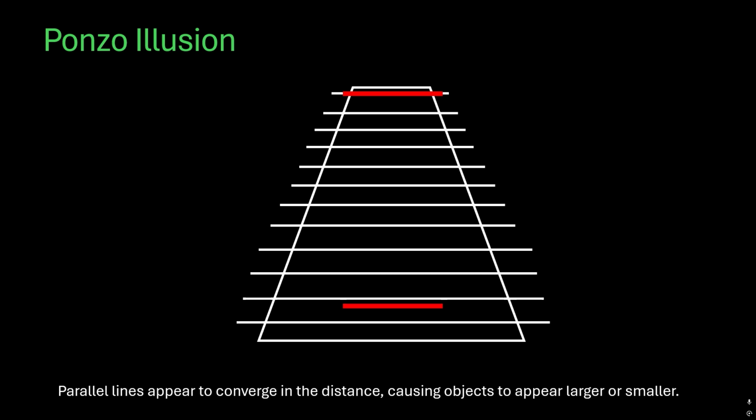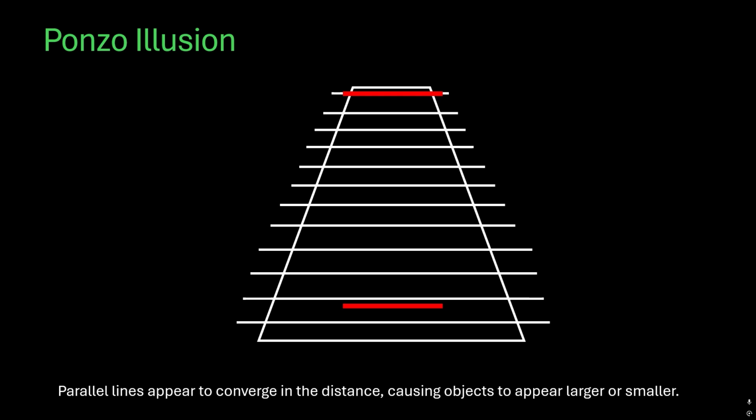Look at this really interesting illusion known as the Ponzo illusion here. So you see parallel lines appear to converge in the distance, causing objects to appear larger or smaller. So if I were to ask you guys, which one of these two red lines is longer? Give you guys a second to think about it, have a look. Which one do you think is longer?